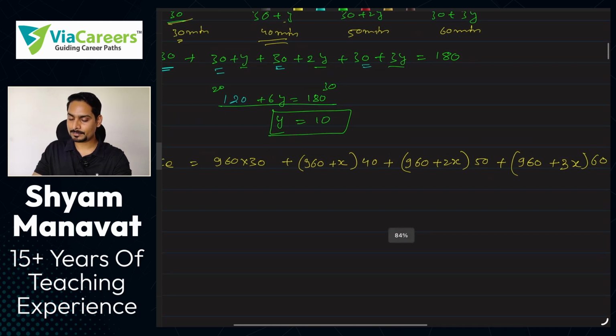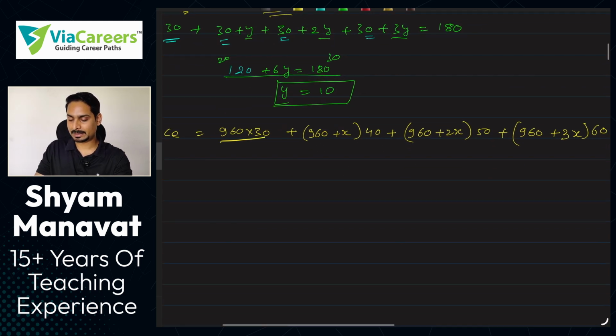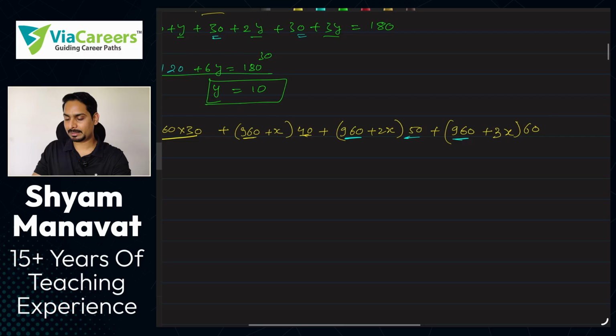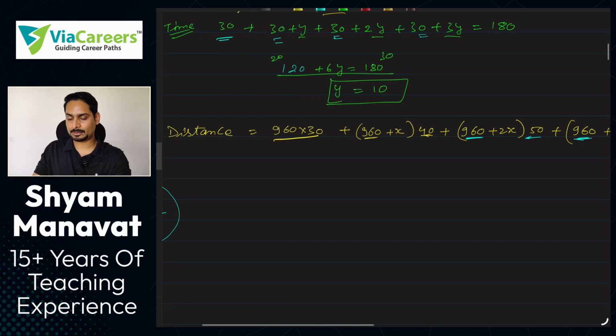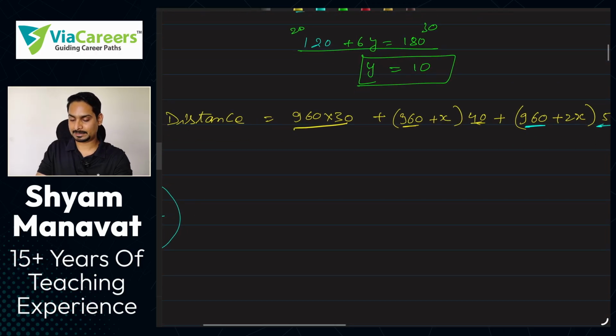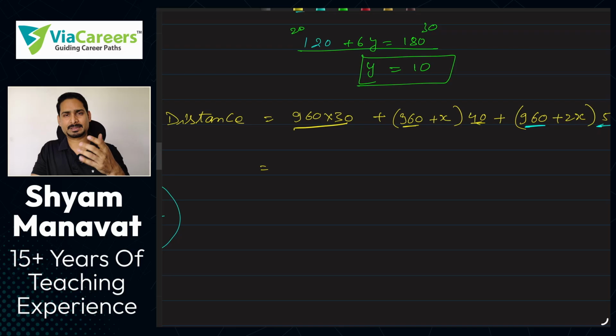Now, do you see this 960 into 30? If you open the bracket, you will get 960 into 40, then 960 into 50, then 960 into 60. So you have four 960s with different multiples. Do you want me to write it? Can I skip one step? I'm assuming that you have gone through the basic classes and the practice questions I have provided in the entire classwork. I hope you have done that. So let's skip the step.